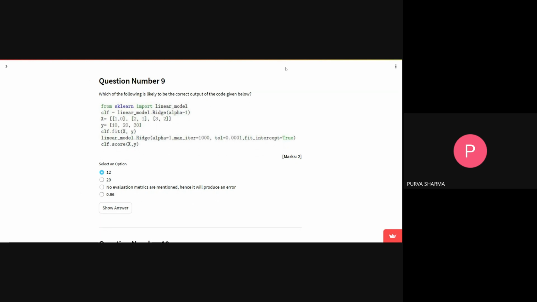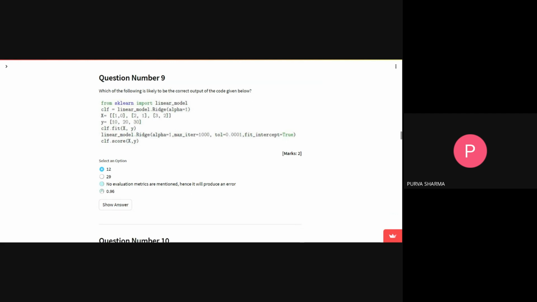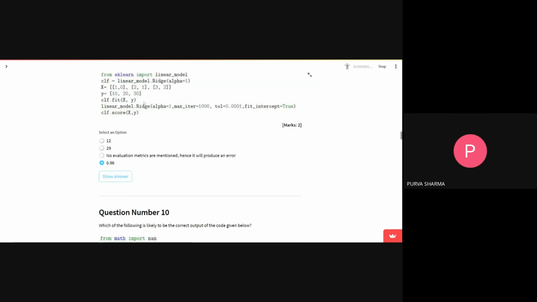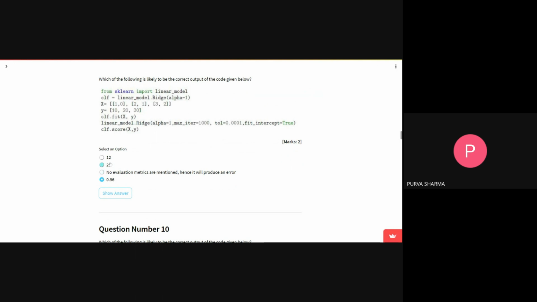What about others? Ma'am, it should be R2 score, right, ma'am? 0.96. Correct. Dot score and R2 score are the same thing. The range is minus infinity to 1 for the scoring parameter here. So yeah, correct. So 12, 29 cannot be the answer. No evaluation metrics mentioned here. No. Dot score means R2 score. So C cannot be correct. So then we know that range of R2 score is between 0 to 1, which means that 0.96 should be the correct answer. We are not calculating anything here. We're just looking at the options.